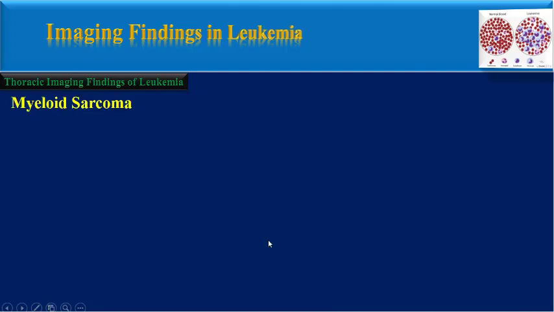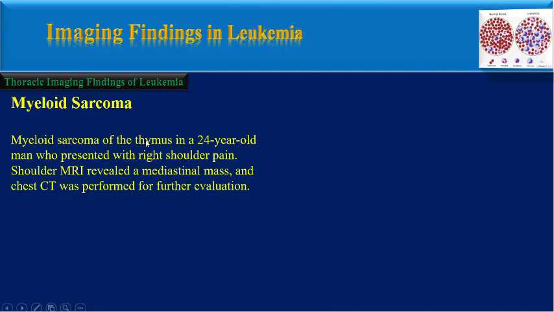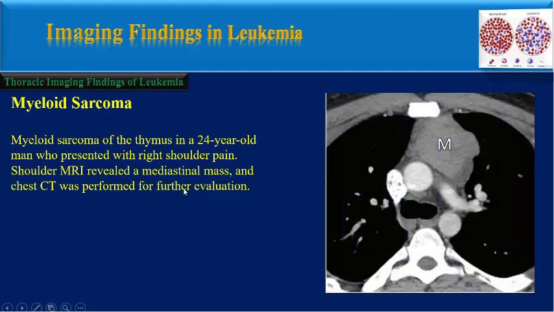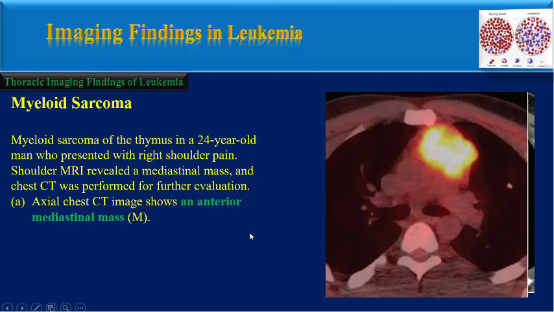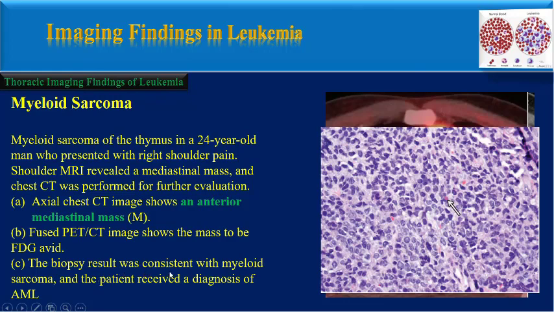Case presentation: myeloid sarcoma of the thymus in a 24-year-old man who presented with right shoulder pain. Shoulder MRI revealed a mediastinal mass, and chest CT was performed for further evaluation. This axial chest CT shows an anterior mediastinal mass, and fused PET-CT image shows the mass to be FDG avid, and the biopsy result was consistent with myeloid sarcoma, and the patient received a diagnosis of AML.